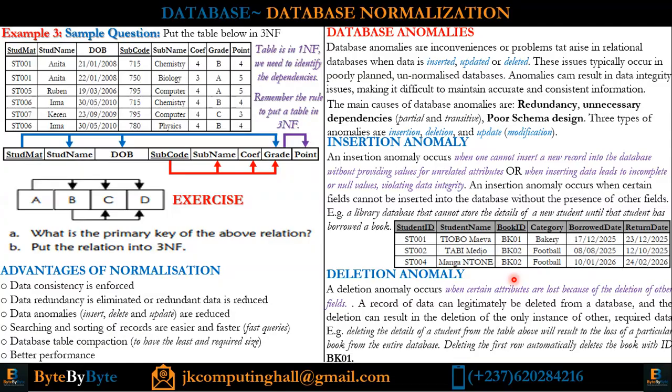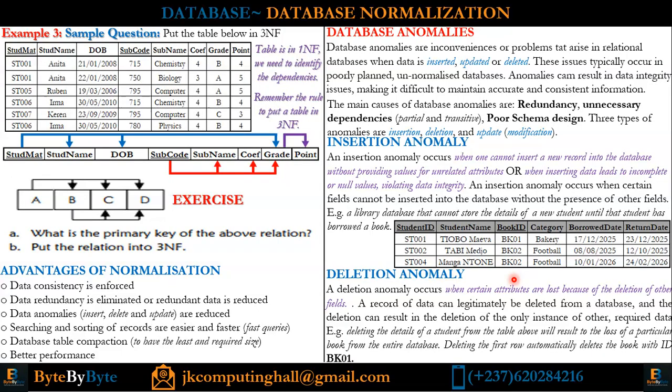The next type of anomaly is the deletion anomaly. A deletion anomaly occurs when certain attributes are lost because of the deletion of other fields. That is, when I'm trying to delete a particular record, it deletes other information that are not required to be deleted.